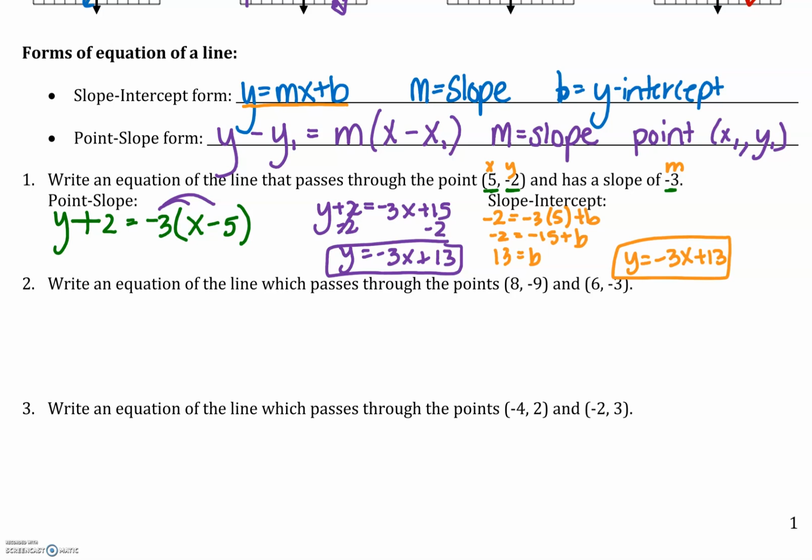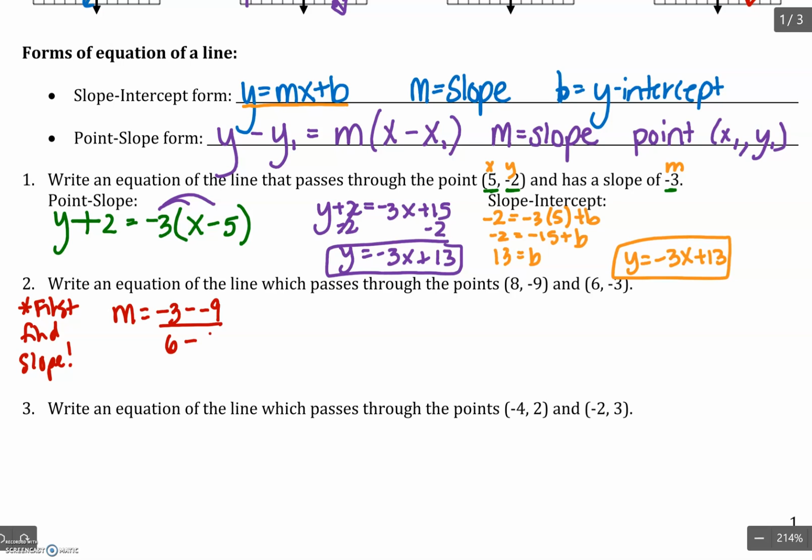Okay, now for number 2, we're writing the equation. We don't have the slope, and that's always the first thing we want to do, is first find the slope. So anytime you need to write the equation, no matter which form, you need to first find the slope. So we're going to use our slope formula to do that. So y2 minus y1 over x2 minus x1. That becomes plus, and I end up with 6 over -2, which is -3. So this is m, this is our slope.